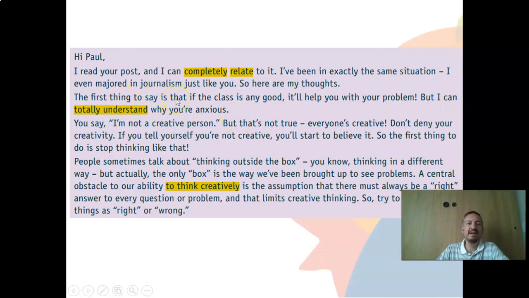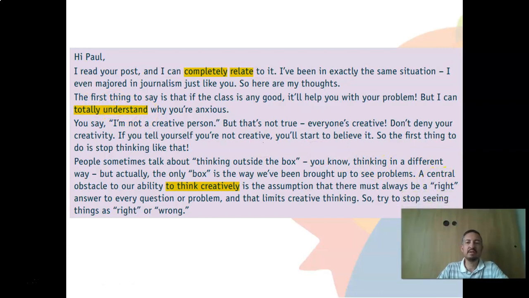First thing to say is that if the class is any good, it will help you with your problem. But I can totally understand why you're so anxious. So totally refers to understand. Okay? So how can I understand you? Totally. So it's also an adverb of manner.